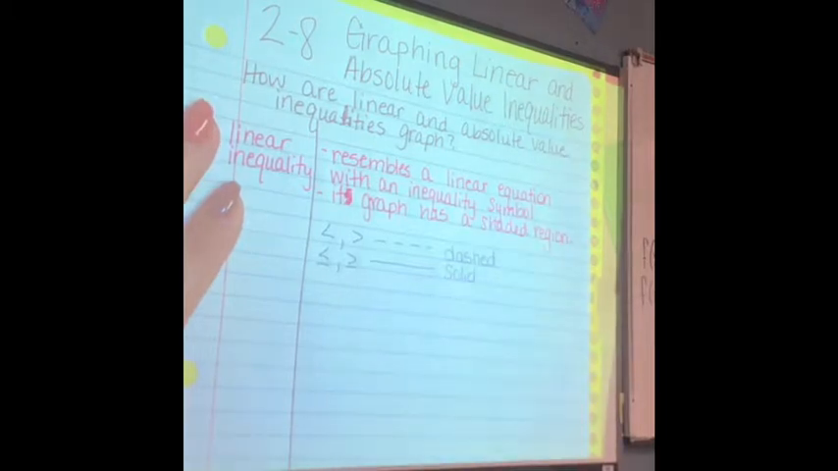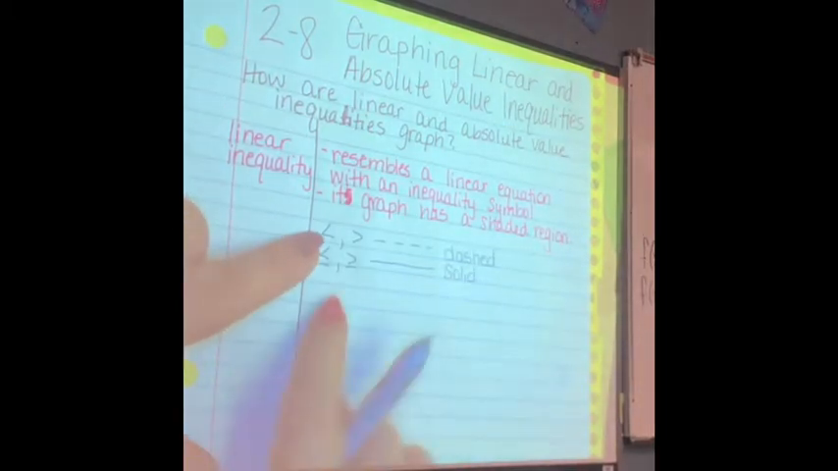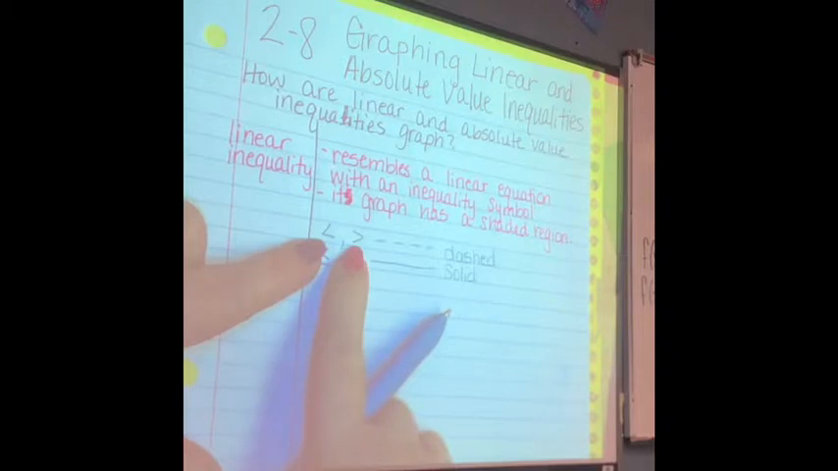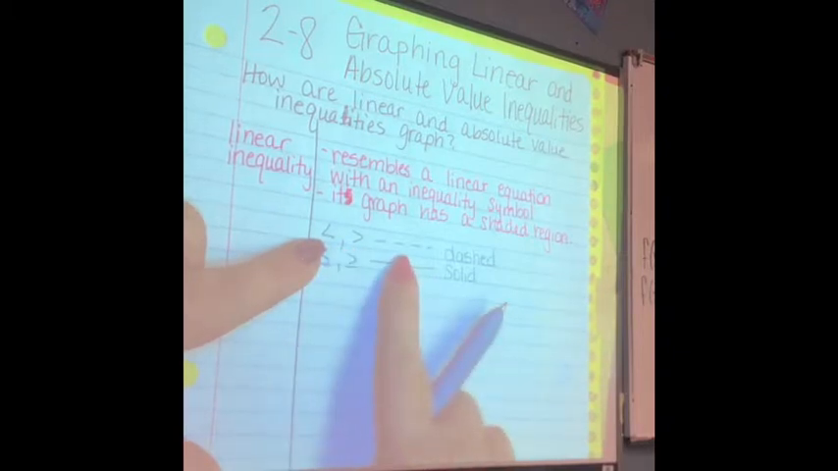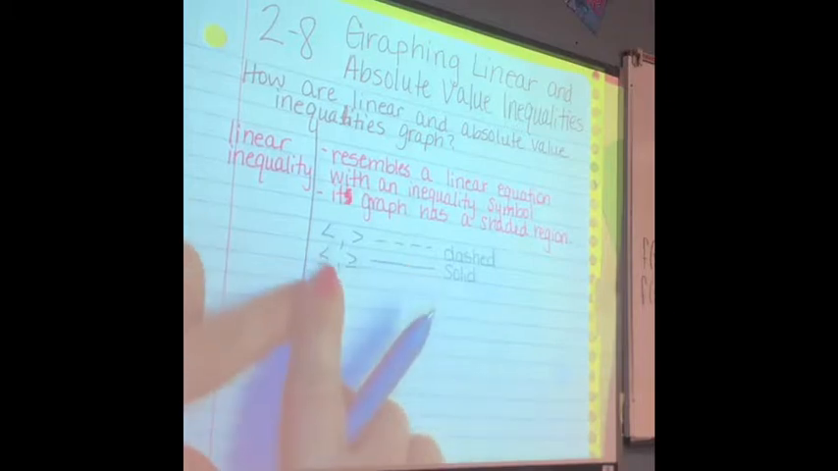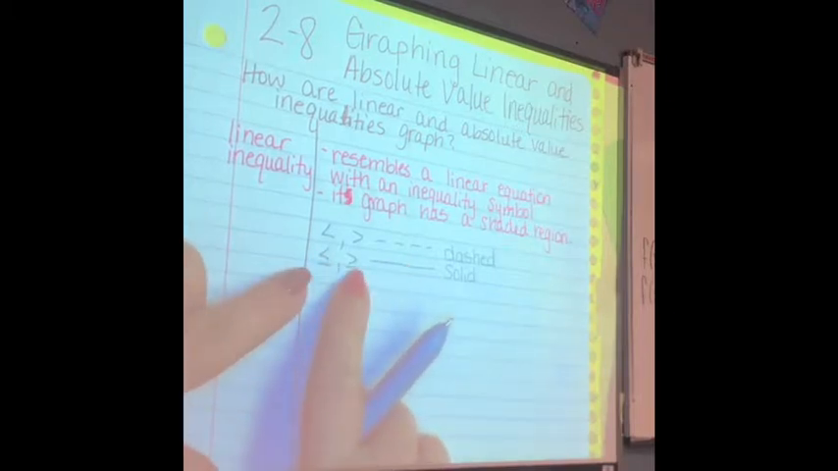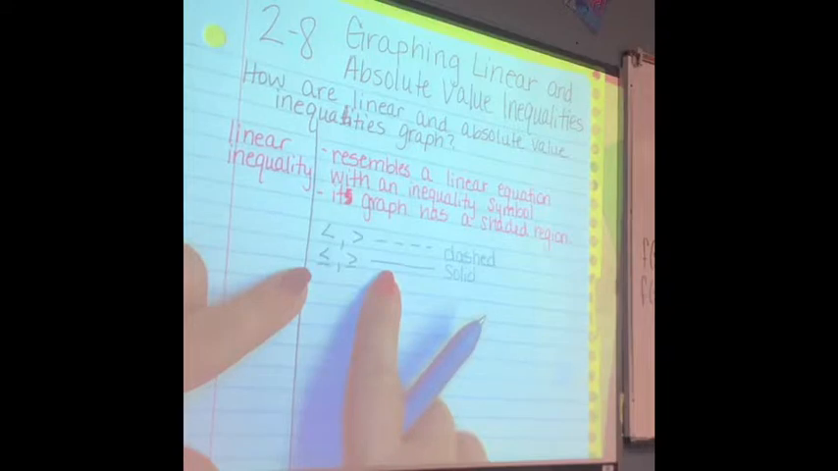Can you repeat that, please? Yes. So on the less than and greater than symbols, because it's not equal to, we're going to put a dashed line. And then where it's less than or equal to, or greater than or equal to, because it is equal to, we'll put a solid line. So you're talking about when we graph it. Mm-hmm.